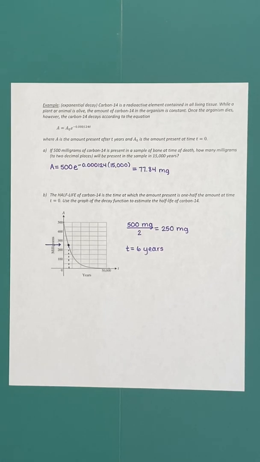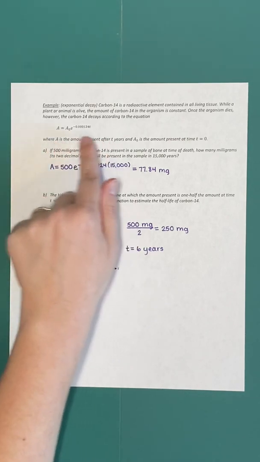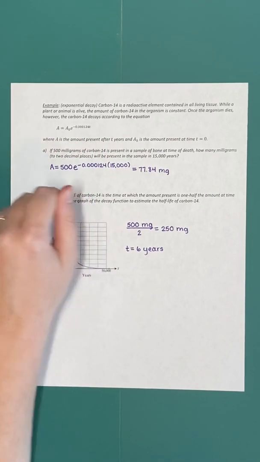So A is our output. It represents the amount present after t years. And A sub 0, that's our starting amount. A is going to be the amount present at time t. Okay, so let's answer a couple of different questions based on our model here, our model for decay.